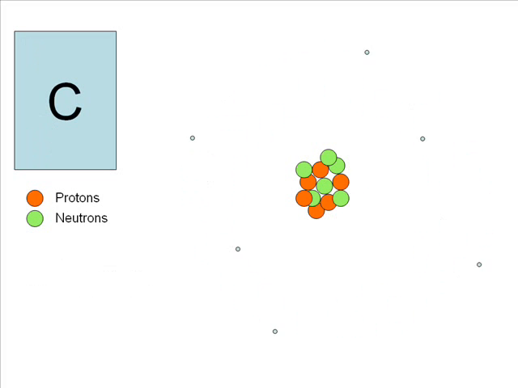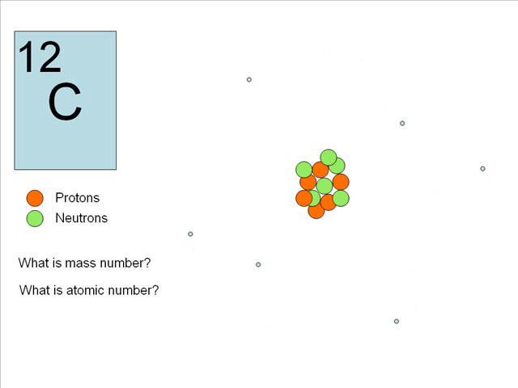Here we've got a larger atom. So the mass number in this case is going to be 12. The atomic number is going to be 6. And the number of electrons will also be 6. The number of neutrons is the mass number, which is 12, take away the atomic number, which is 6, so in this case it is 6.